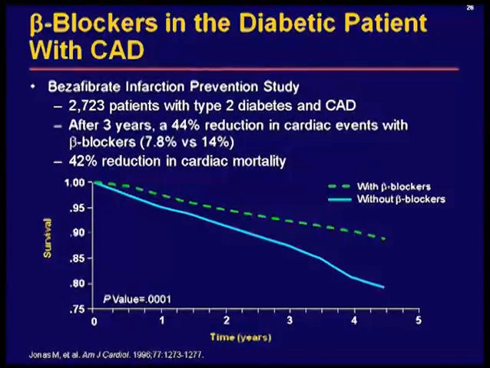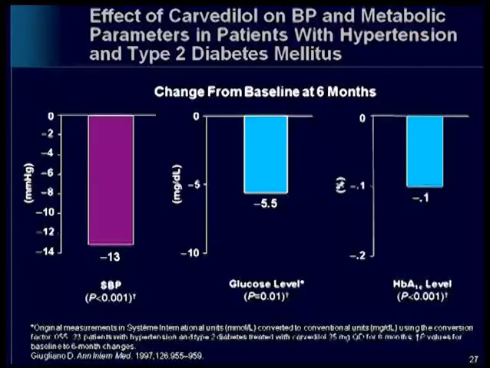So the conclusion of this study was a diabetic patient with coronary artery disease is better off being on a beta blocker rather than not being on a beta blocker. But this enthusiasm was somewhat tempered because the beta blocker controversy has set in subsequently. Now, which beta blocker can you use?